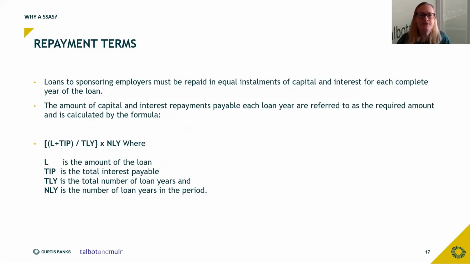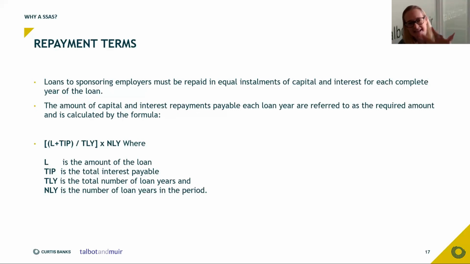Okay, so I mentioned repayment terms. So the loan has to be repaid in capital and interest instalments. We have to really see there has to be a payment at most once a year coming back into the scheme. There can be repayments on a quarterly basis or a monthly basis. What happens is the client will let us know how they want to repay the loan, what they've agreed with the sponsoring employer. And we'll set out a repayment schedule, and that repayment will show the capital and interest and the date that payment has to be received into the SSAS bank account.